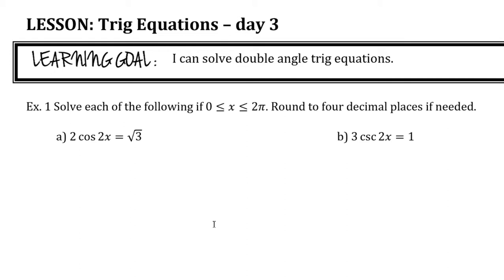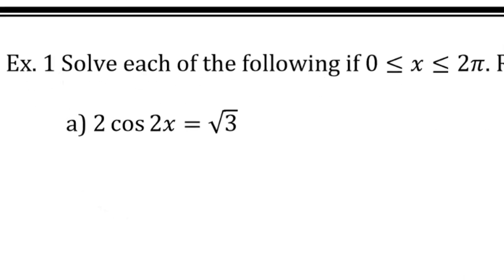Solve each of the following. If x is between 0 and 2 pi, round to 4 decimal places where necessary. Again, it doesn't say this, but it's always expected that you do exact value when possible. And round to 4 decimal places is our general standard when necessary. Okay, so it doesn't say that, but that's what we're going to do. What do you think we do for this? What do you notice about this first one?